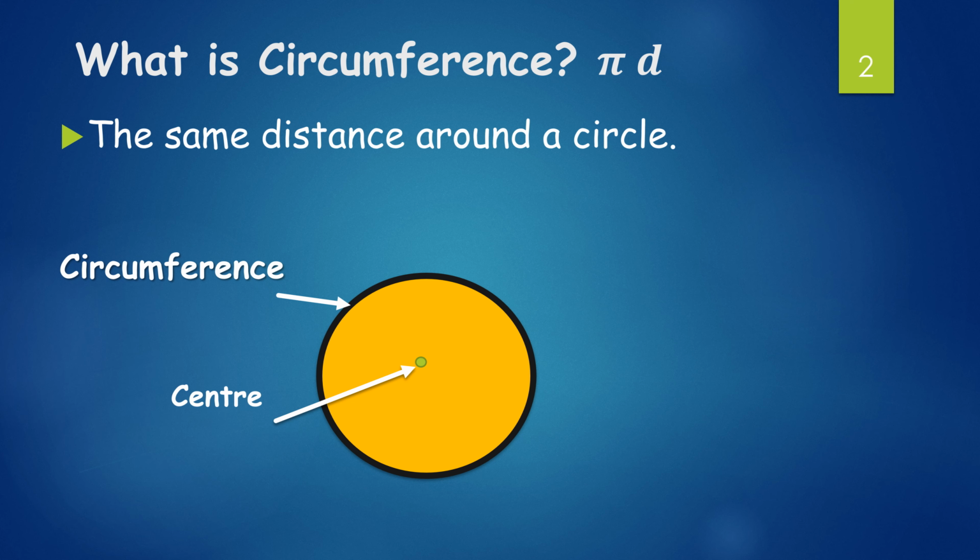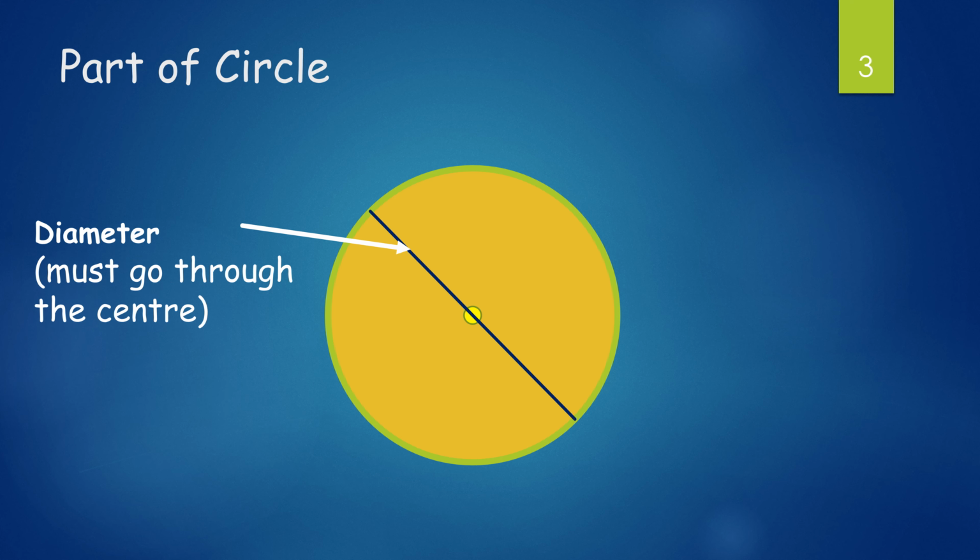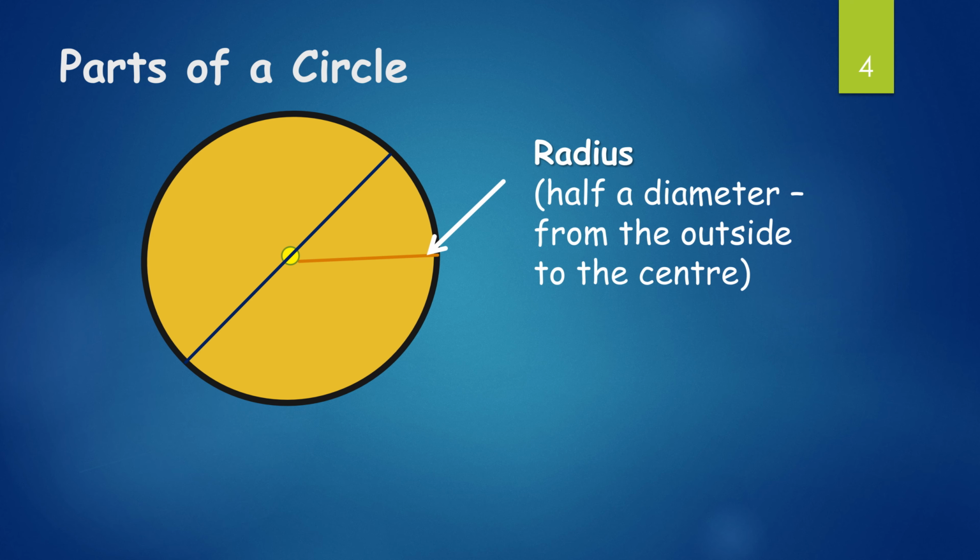Center is exactly in the middle of the circle, and circumference or perimeter is the distance all the way around the edge of the circle. We've got diameter here, a straight line from side to side that must go through the center. And radius is a straight line from the center to any point on the circle, as you see.